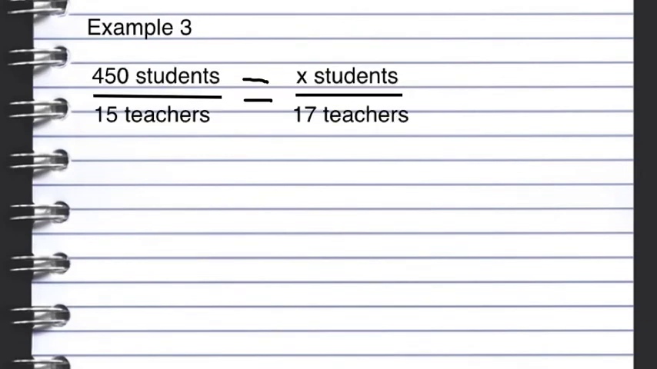Okay, for example 3, we have a problem about a student and teacher ratio, and it tells us that we have 450 students to 15 teachers, and it says they're going to add 2 more teachers, so that takes us up to 17. And now it wants to know how many students should attend the school if they keep the same ratio and have 17 teachers. So I'm going to let you go ahead and do this problem on your own, and we'll talk about it in class tomorrow. Please show your cross products and make sure you have a label on your answer.